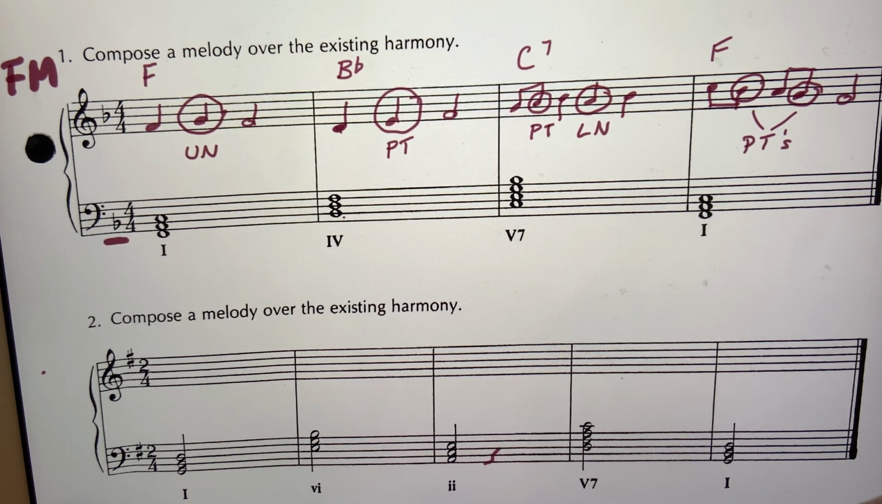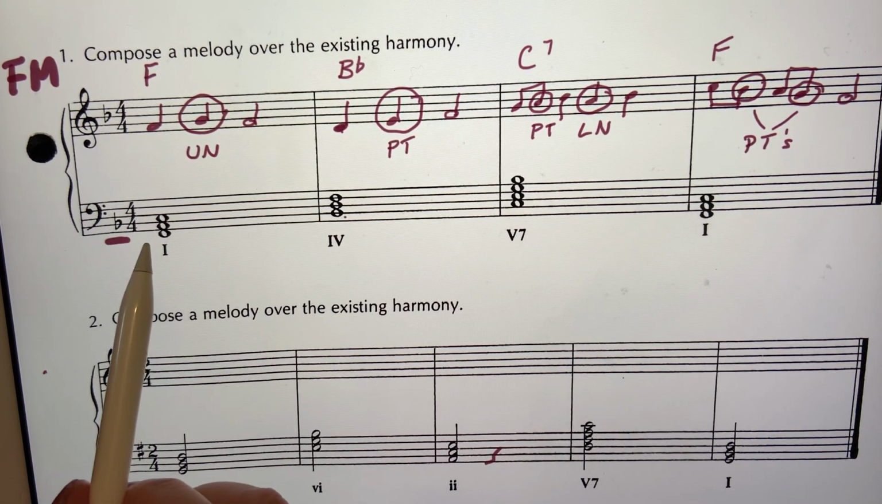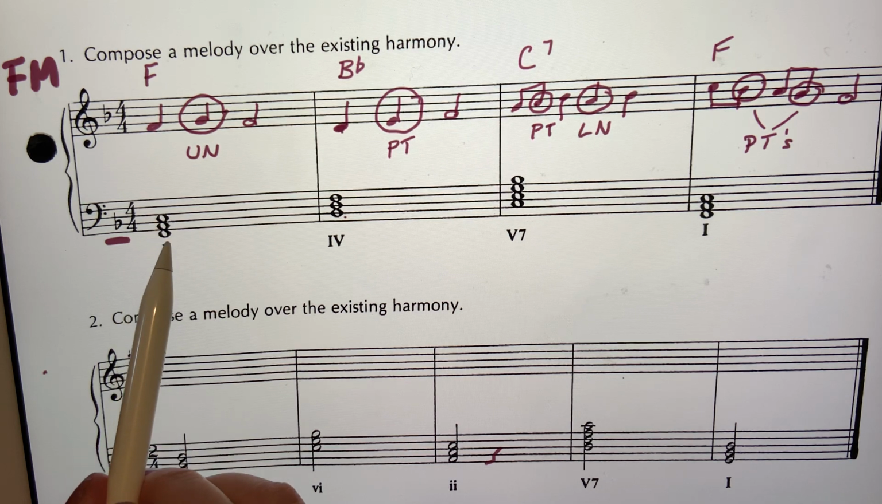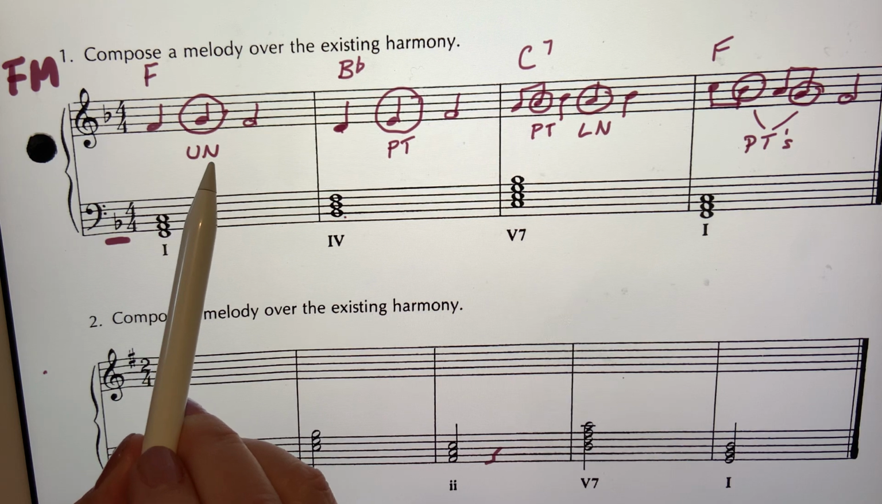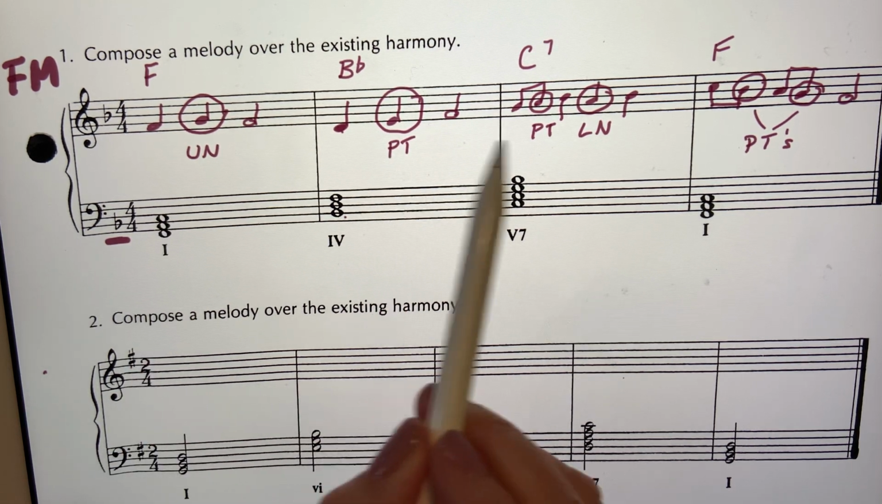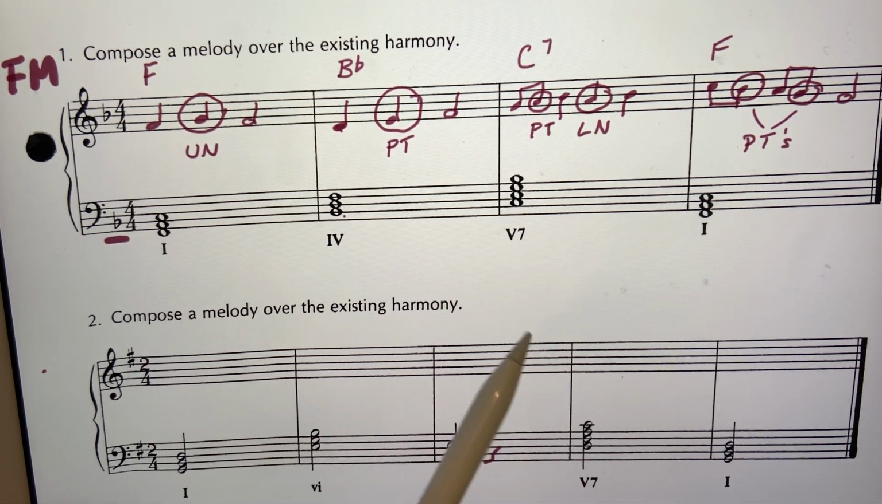So that's all you do. So I made this up, and again, I based it on what notes are part of the chord. So I used one of the notes at least from the chord, and I chose to use passing tones or neighboring tones. That's it.